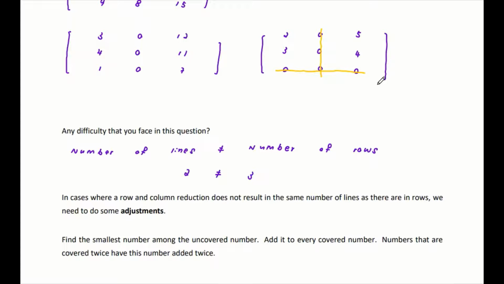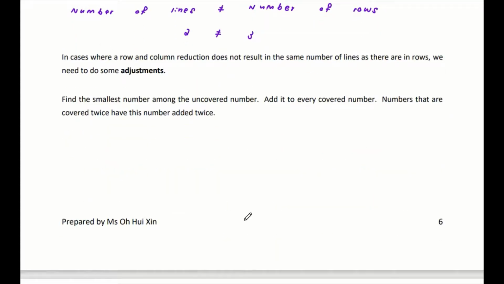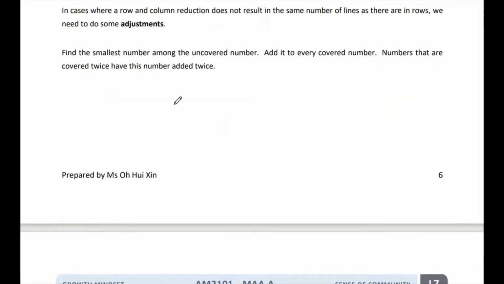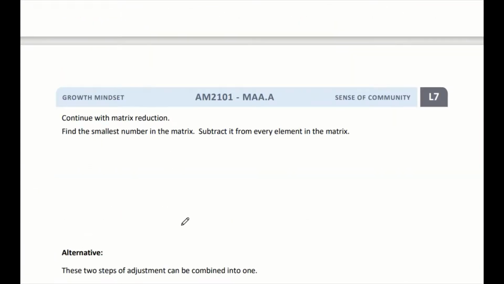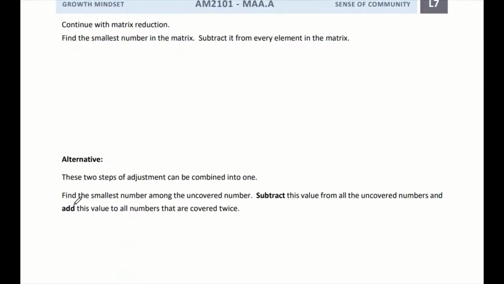In some cases, let's say you have a 4 times 4 matrix, and the number of lines that you need to cover the 0s is only 3, then you also need to do this adjustment. So how can we do this adjustment? There are two alternatives that you can try. The first, I will try to explain using a 2-step approach. After you understand how this works, then you can try the alternative, which is a combined step for the adjustment here.